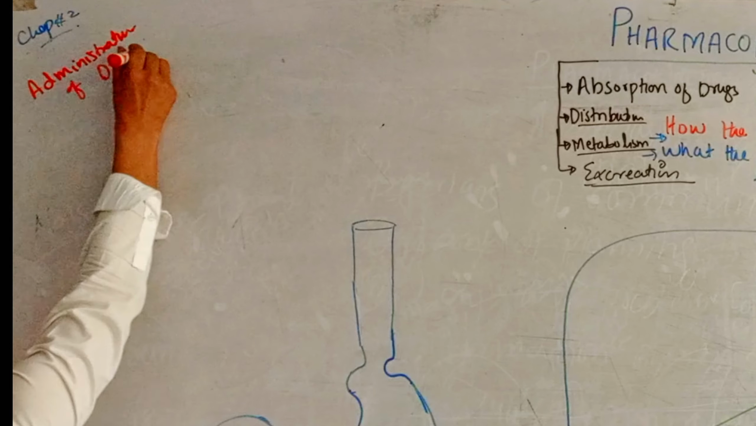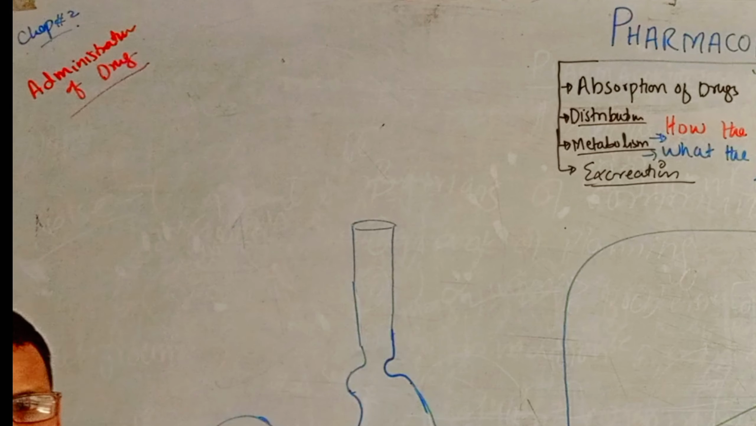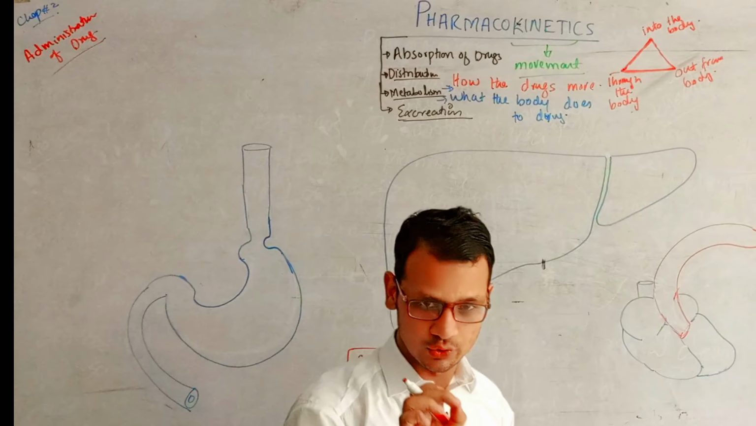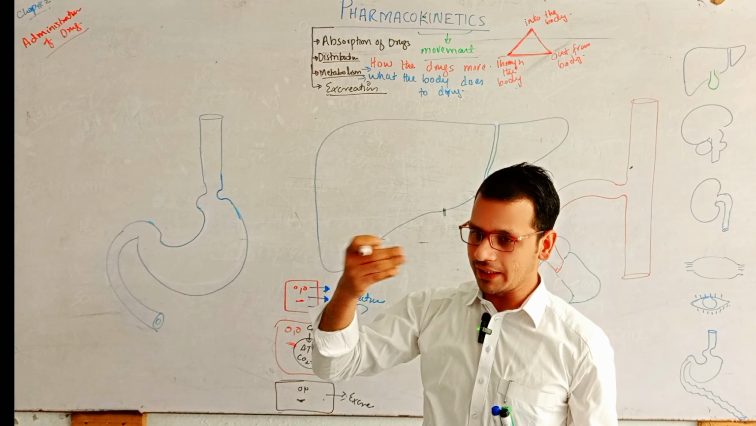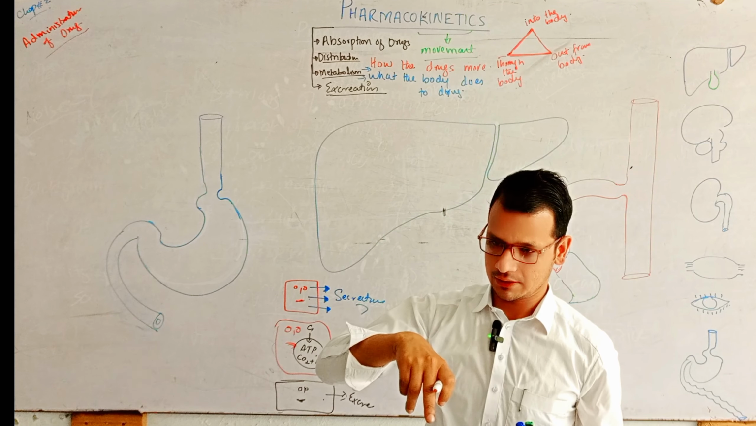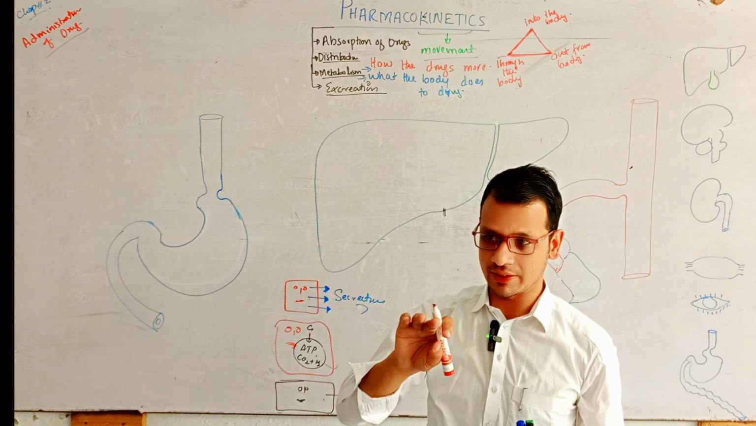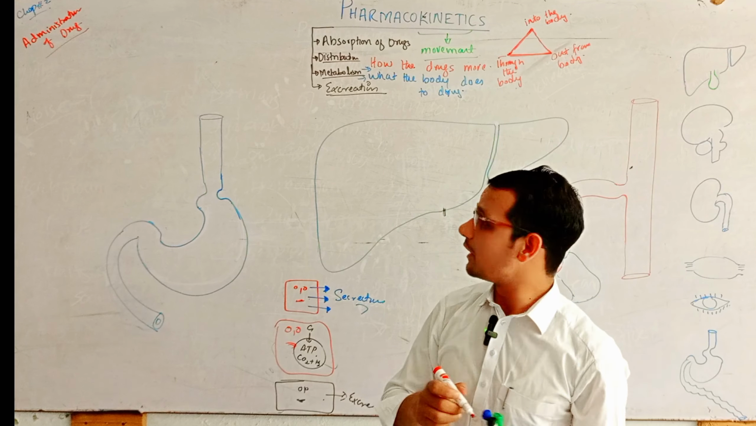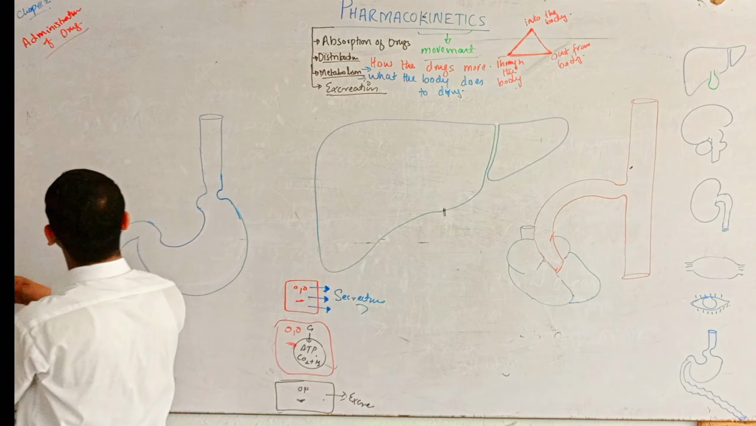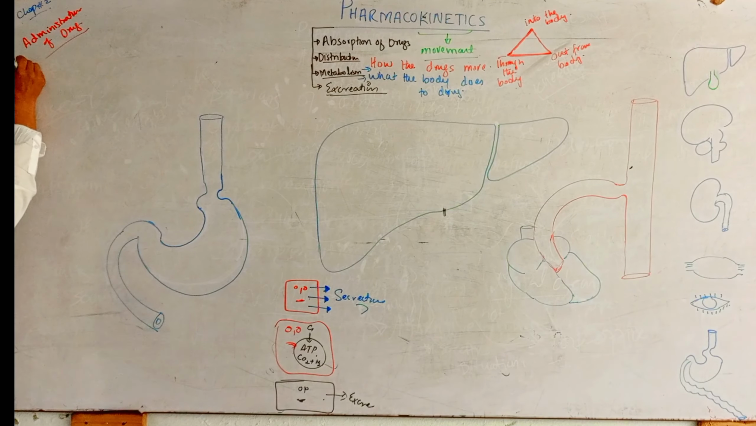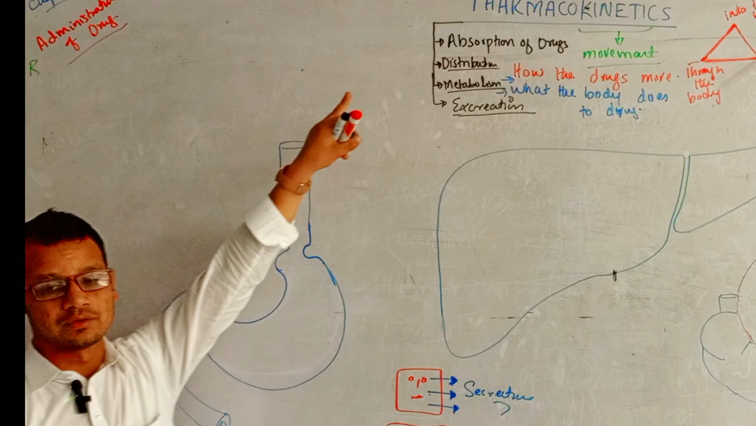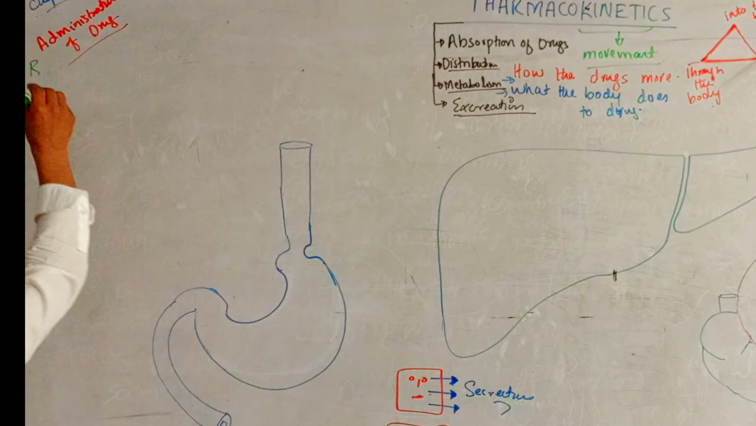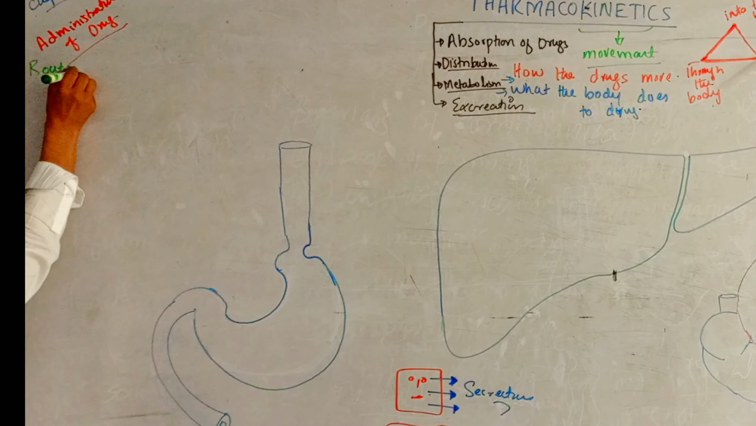What is administration? Any way, by any process which is used to take the drug into the body is called administration. It may be oral, parenteral, or enteral, but for this we have routes of drug administration. This is the first topic in pharmacokinetics: routes of drug administration.